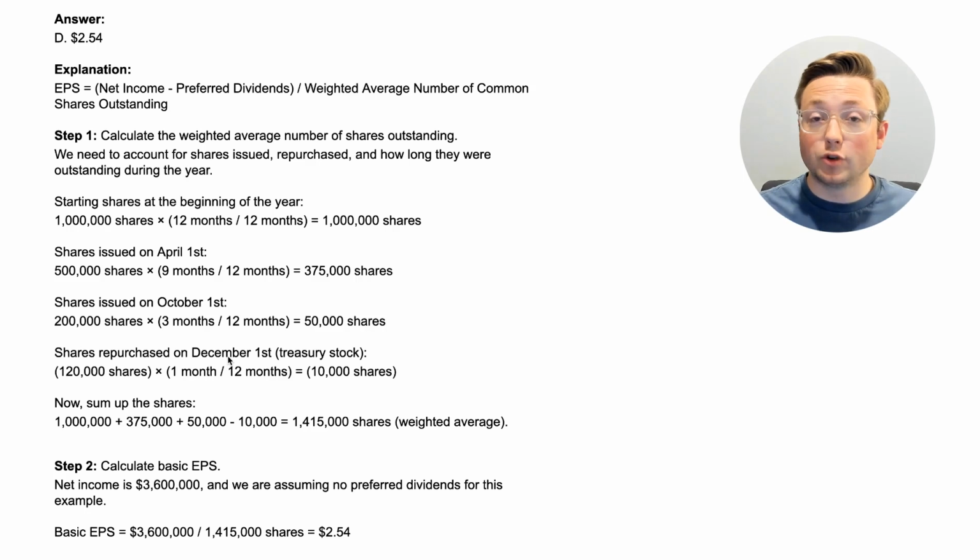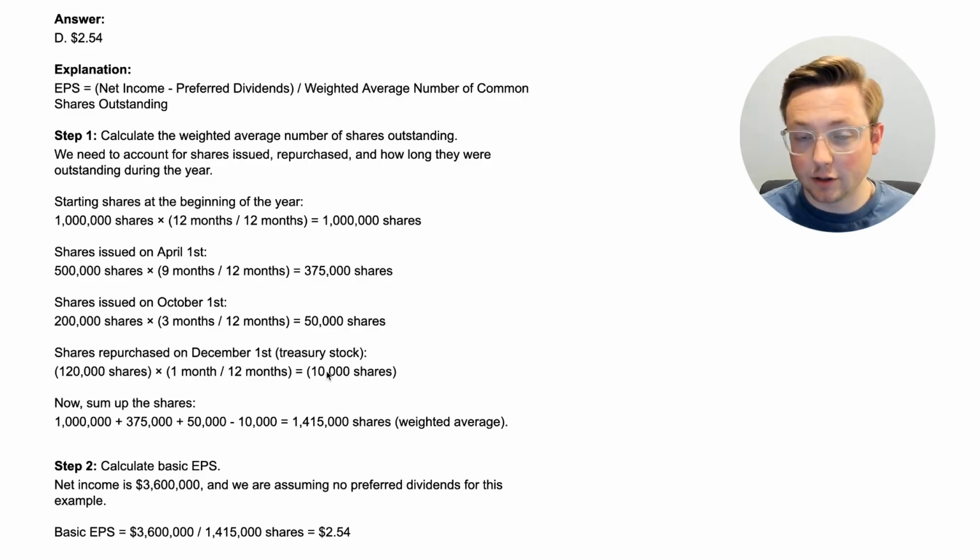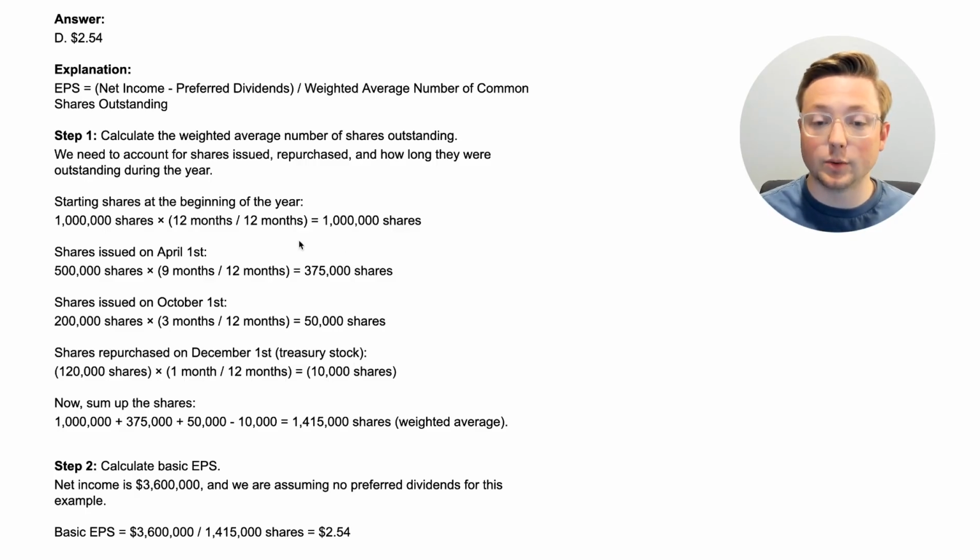So just remember that treasury stock is repurchasing or taking common stock out of the market, and the company is repurchasing it back for itself. And since it was in December, it's only for 1 month of the year. So we take the 120,000 shares, multiply it by 1 out of 12, and that gives us 10,000 treasury shares. So those are going to be deducted from the other shares. So we add up all of these together, and that gives us the weighted average.